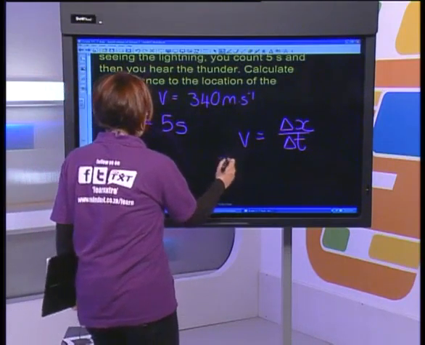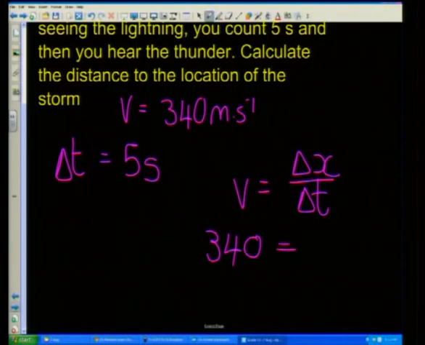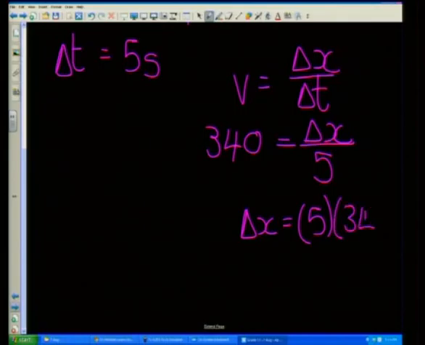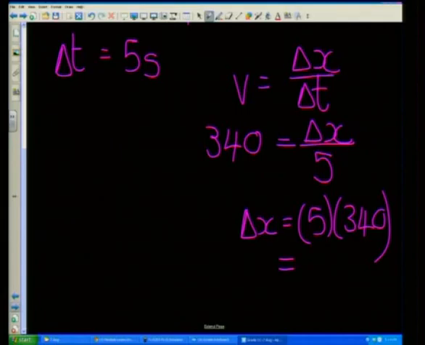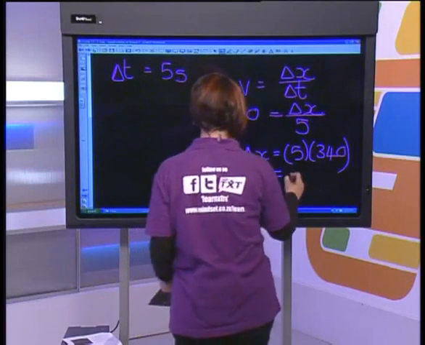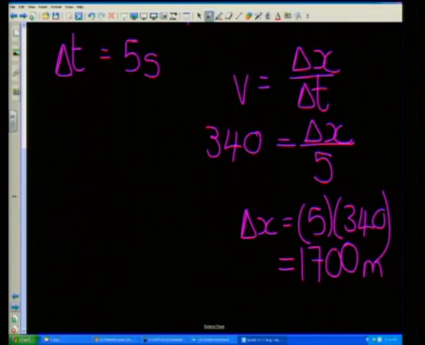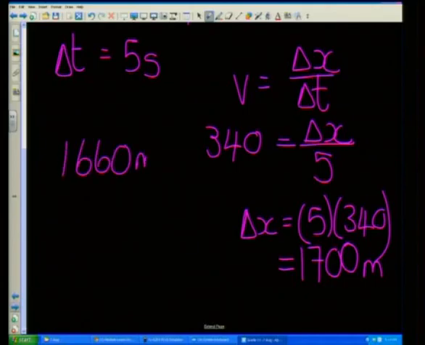We have v, which is 340. We want delta x, and time is 5. So delta x is 5 times 340. This is where we could play fastest fingers first, almost like a game show. And look at this: 1,700 meters. Remember, before we started this, I said it would be about 1,660 meters. That's pretty darn close, actually.